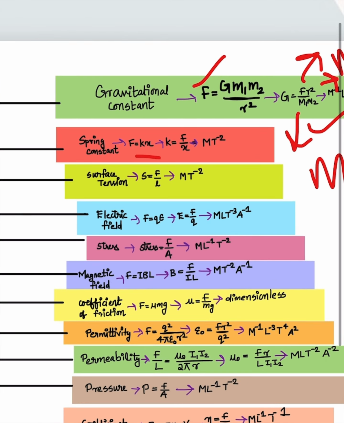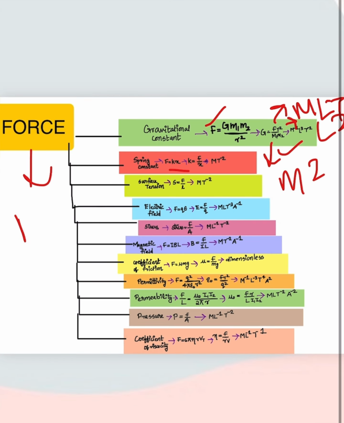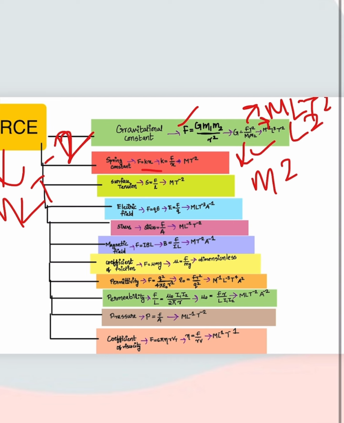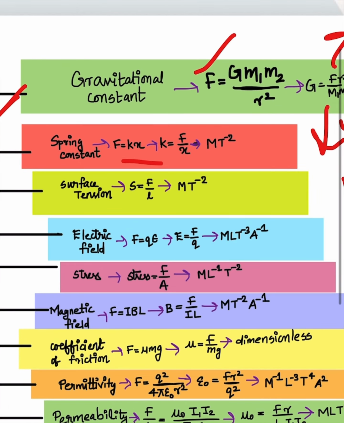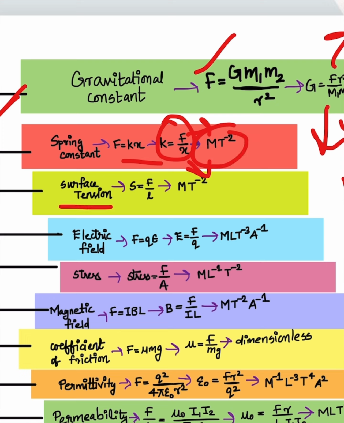Spring constant: F is equal to kx. Force is MLT raised to minus 2. Spring constant F equal to kx, that is k is equal to F by x, that is MLT raised to minus 2 divided by length, that is MT raised to minus 2. Surface tension S is equal to F by L, that will also be MT raised to minus 2, that is MLT raised to minus 2 divided by length.